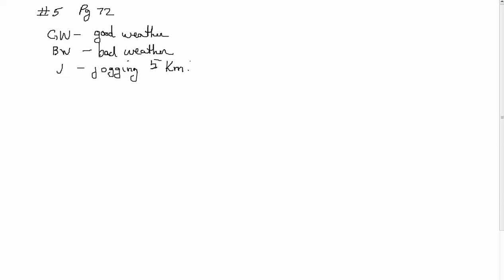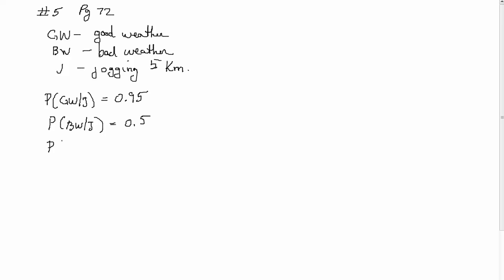So Ellen likes to jog with her dog. If the weather's nice, she's likely to jog for 5 kilometers. So the probability that if our weather is good, she will jog 5 kilometers is 95%. Now, on the other hand, the probability that if the weather's bad, that she does this jogging is only 50%.